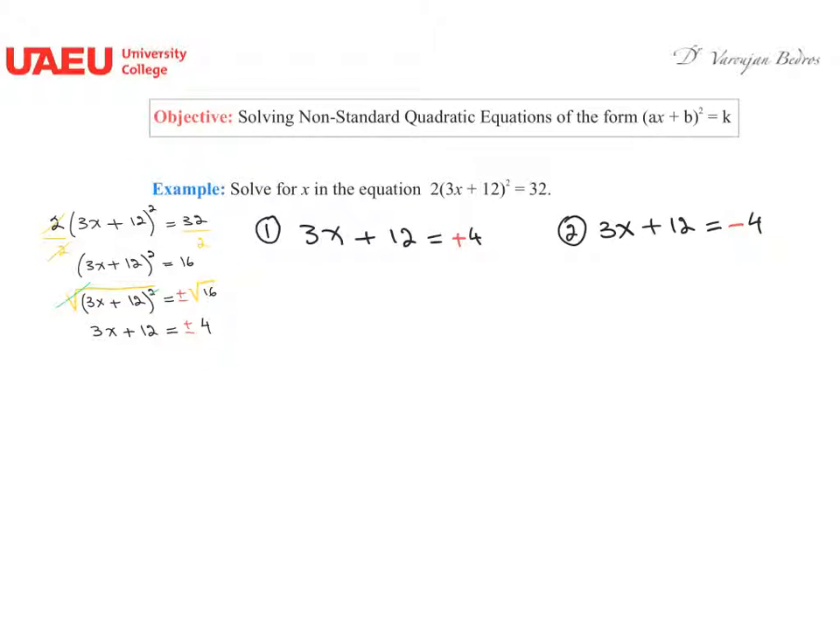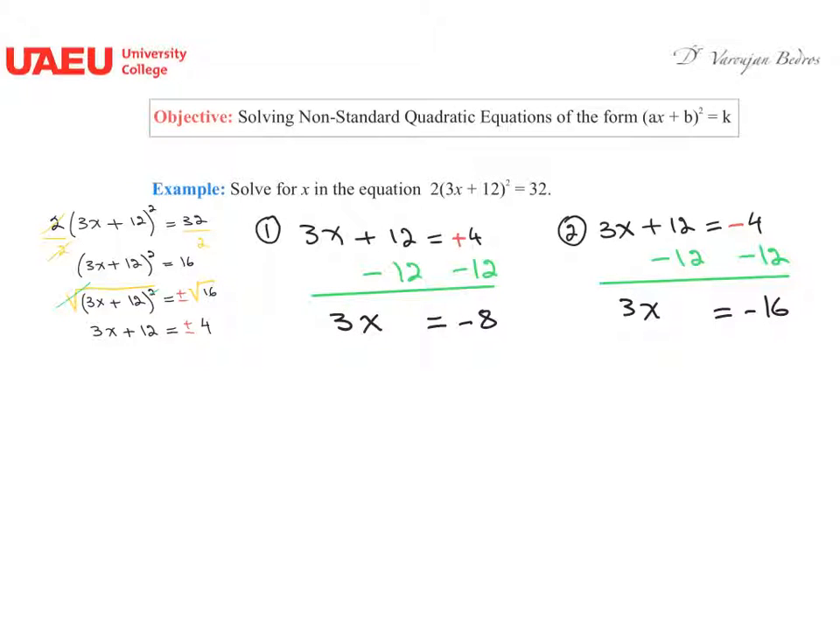Since the steps involved in solving these two linear equations are similar, therefore we will solve them simultaneously. First, subtract 12 from both sides of these two equations and then simplify. Next, divide both sides of these two equations by 3 and get one answer for x equals negative 8 over 3, and the other answer for x is negative 16 over 3.